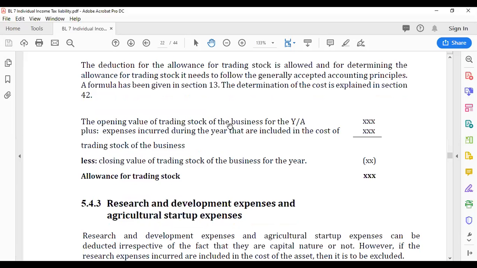The opening value of trading stock of the business for the year, plus expenses incurred during the year that are included in the cost of trading stock, right? So that is normally called purchases, and then the closing value of trading stock for the year. So opening stock plus purchases minus closing stock equals cost of sales. In accounting, we say cost of sales, right? But for tax purposes, we use the term allowance for trading stock.